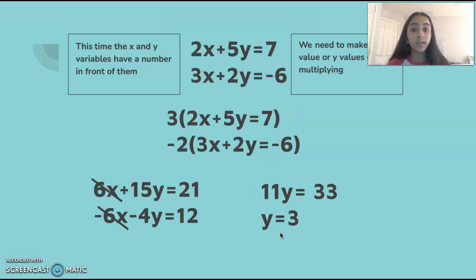Okay, here is another problem. So this one is a little bit more tricky because this has different numbers for each of the x and the y values. So no worries though, we can still do this.